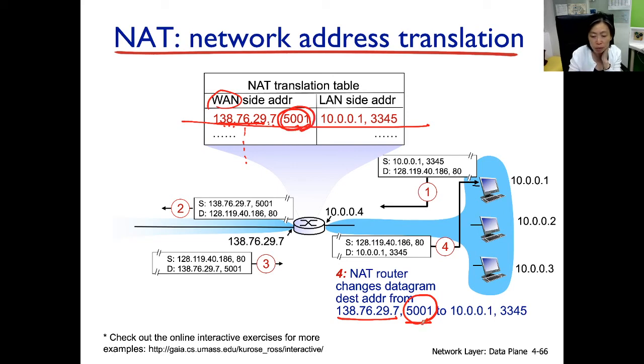So for the destination port number, you look up this value in the translation table. Identify the entry, and then replace the destination IP address with the LAN side address. Port number also with the LAN side port number. And that's why we see the destination IP address, now the fake IP. Port number, now the original browser's port number. That's how NAT works.